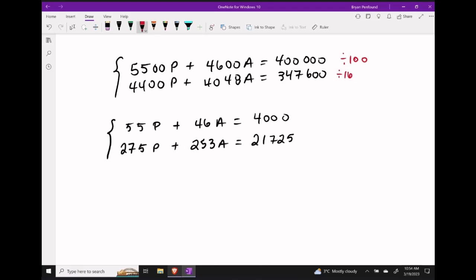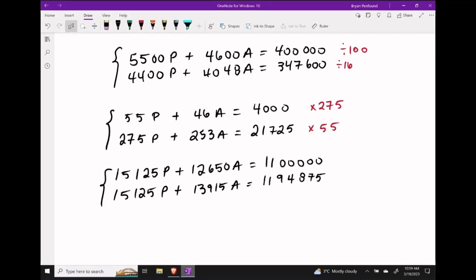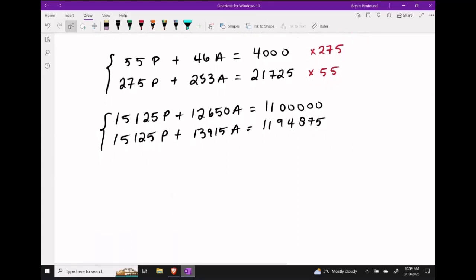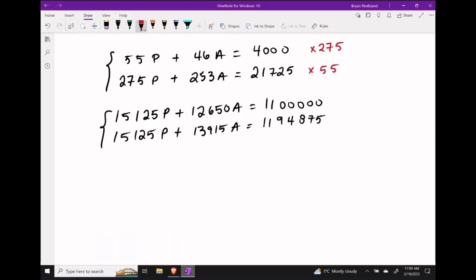And now I'm going to focus on trying to match up the coefficients of the P variable. And I can do that by multiplying my first equation by 275 and multiplying my second equation by 55. Performing the indicated operations should give us the following new linear system. And the numbers are quite large here, but hopefully in this next step we can clean it up a little bit. Let's see, let's take equation 2 and subtract equation 1.